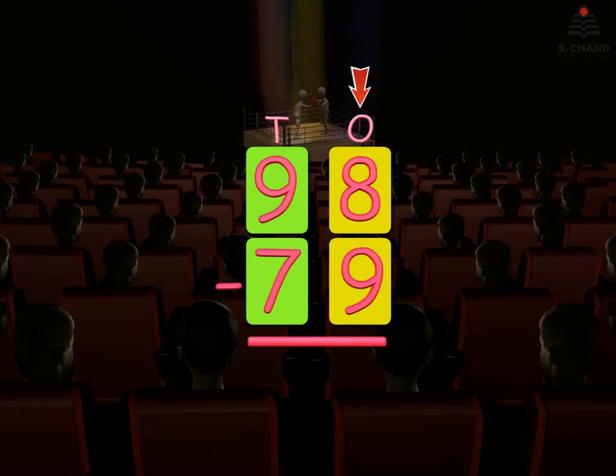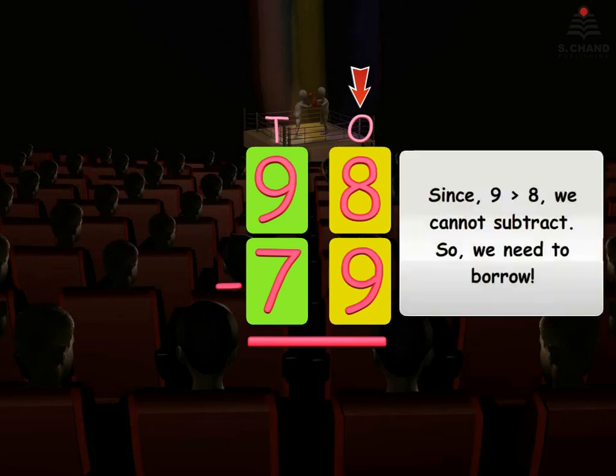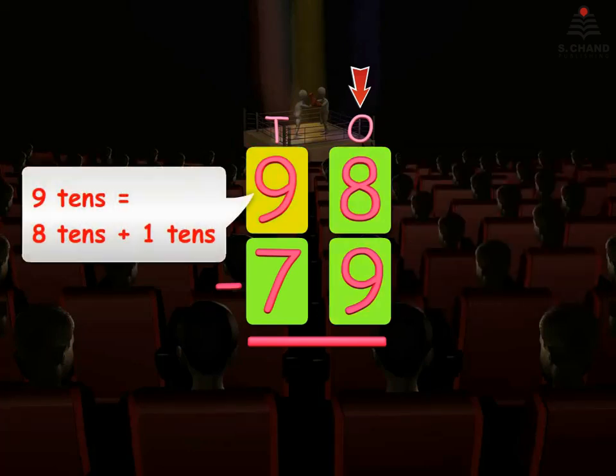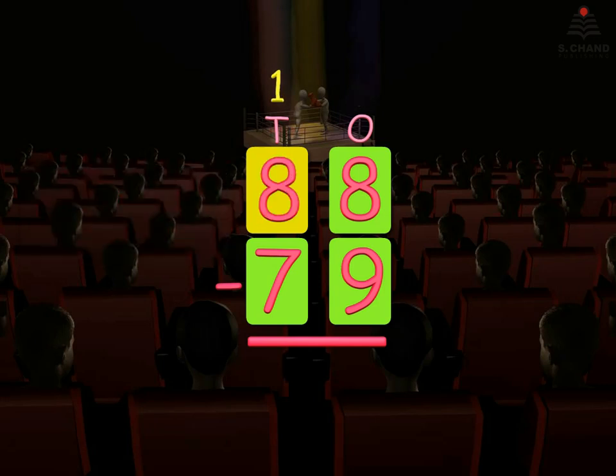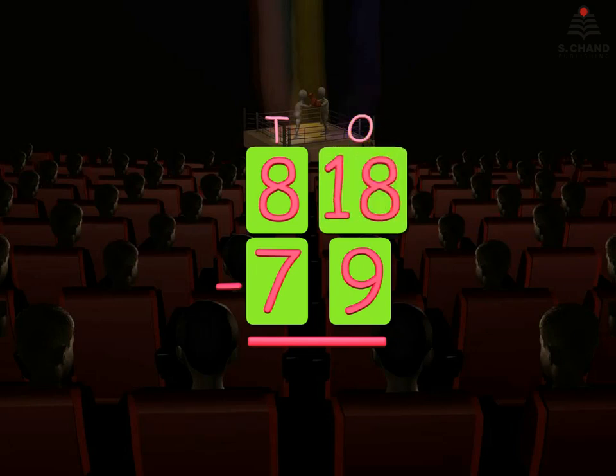We have to subtract 9 from 8. 9 is bigger than 8. Hence, it is not possible to subtract. So, we borrow from the tens column. 9 can be split into an 8 and a 1. And 1 can be moved to the ones column. 1 ten gets regrouped as 10 ones. So, we have 18 ones.